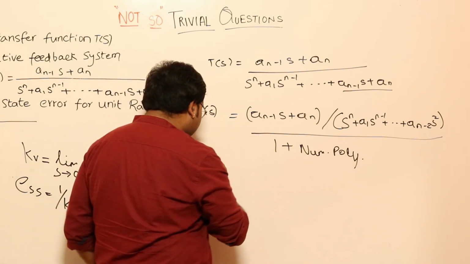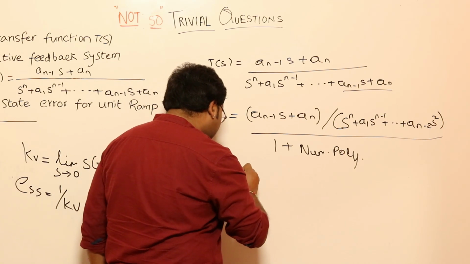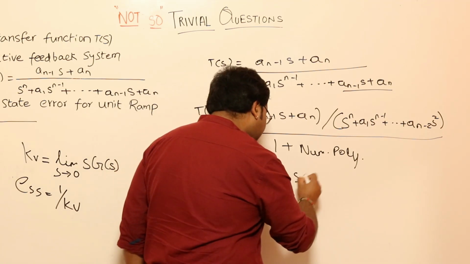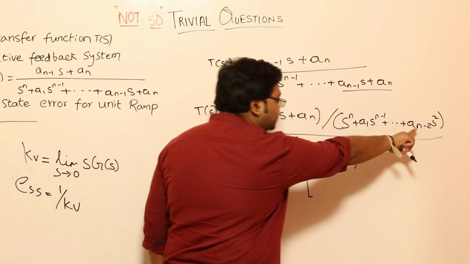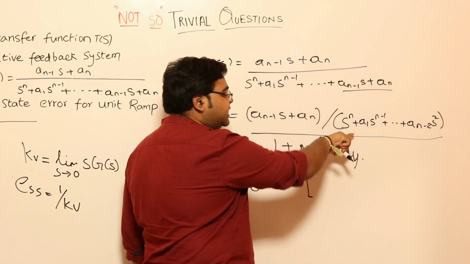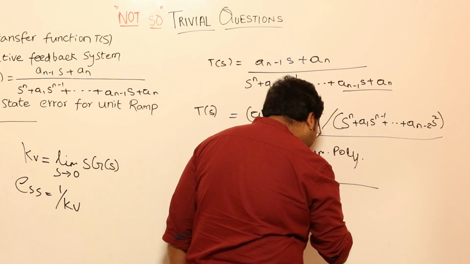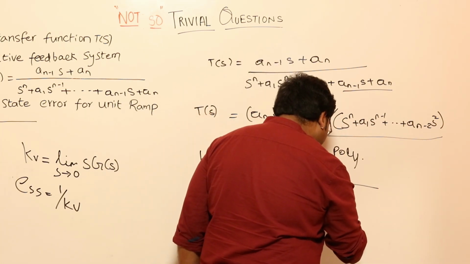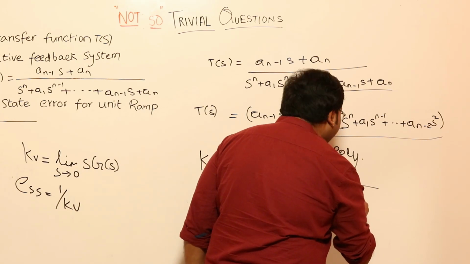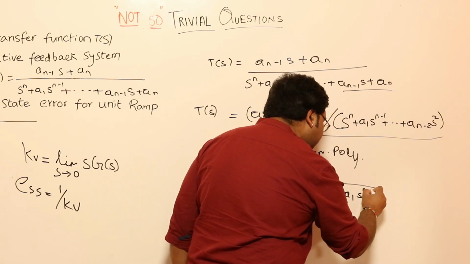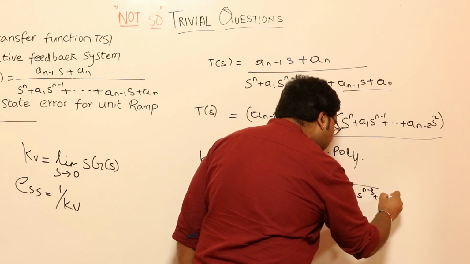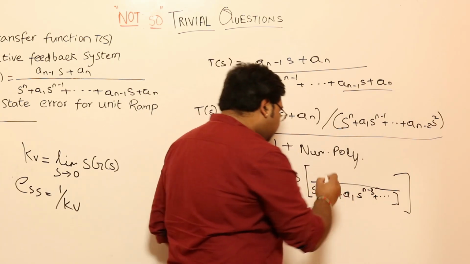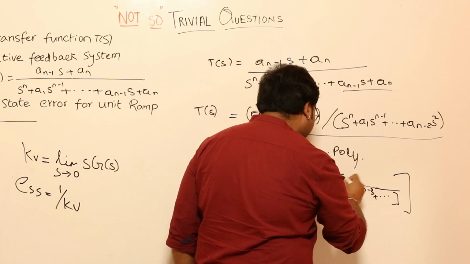If I do that, that is nothing but my KV, limit s tending to 0 of s into G, which is s into this entire thing. I can remove s squared common from the denominator, so I will remove my s squared. And what is the rest you are having? s to the power n minus 2 plus a_1 s to the power n minus 3 plus so on. I don't have to write the rest because it is very much understood. The numerator, I will just copy as it is.